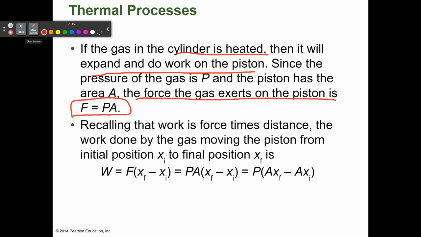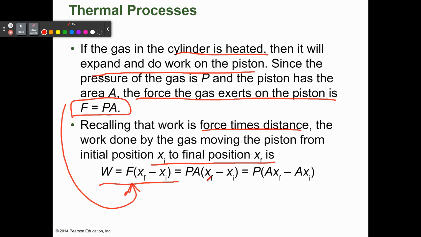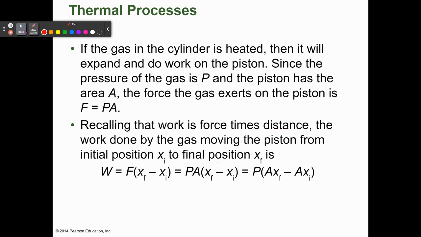And then recalling that work is force times distance. Remember that from a long time ago. Then the work done by the gas moving the piston from its initial position to its final position would look like this. Force times distance, but we know that force is equal to PA, so we put PA in there, and we use the distributive property to multiply that through because the area of the piston before and the area of the piston after will obviously be the same. Okay.